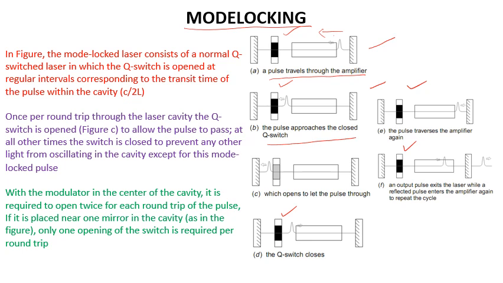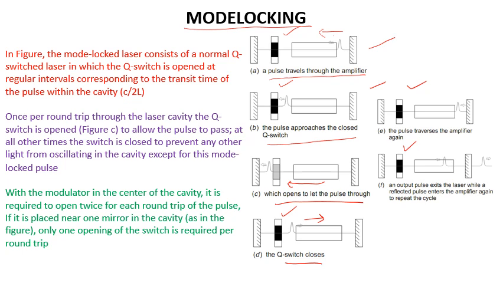Now the pulse approaches the closed Q switch. This is the starting point. The pulse is approaching the Q switch here, and the Q switch is closed. The next step: when the Q switch opens, this pulse passes through, and from here again the Q switch is closed and the pulse moves in this direction. Now let this Q switch open, it lets the pulse pass through, and again it is closed and the pulse is moving in the other direction.